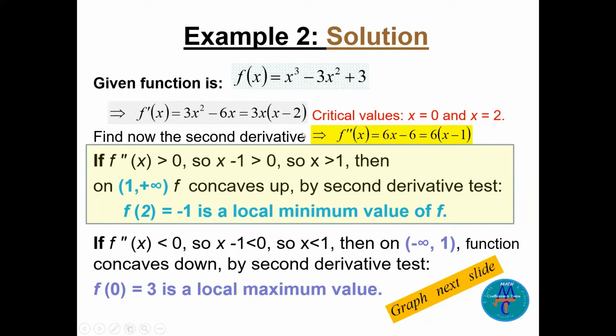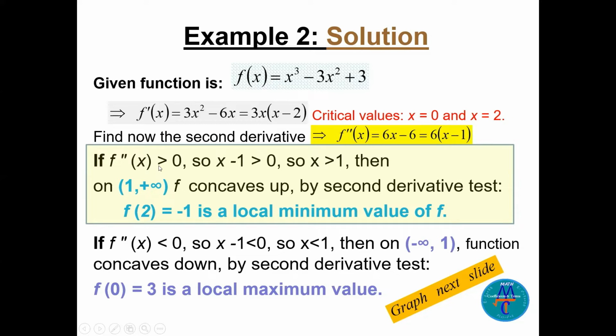Now let's find the second derivative. From f prime, we find the second derivative. So 2 multiplied by this 3 will be 6x minus 6. Take 6 outside, it will be x minus 1. So this is the second derivative.